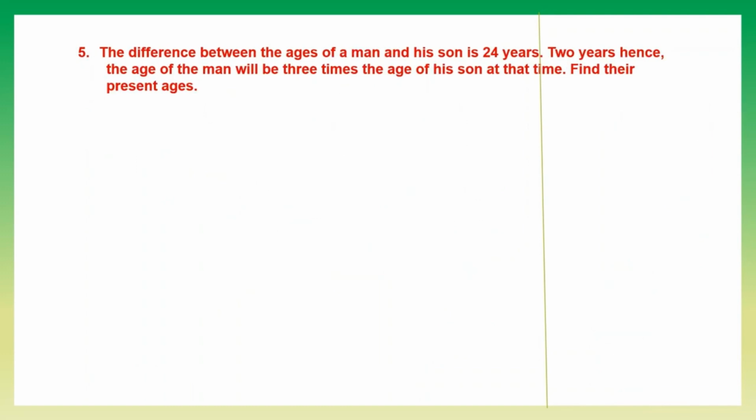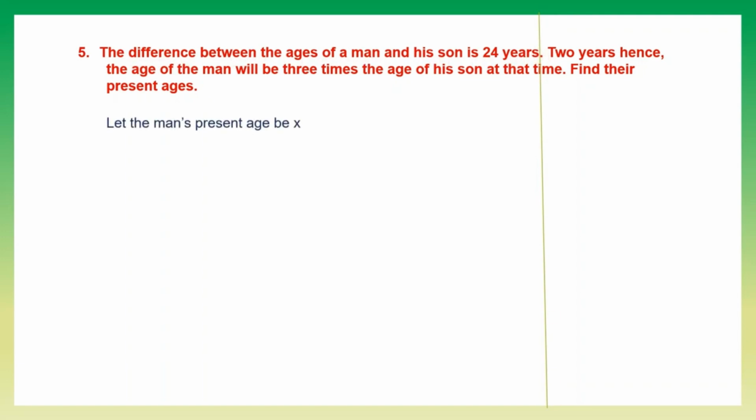Question 5. The difference between the ages of a man and his son is 24 years. 2 years hence, the age of the man will be 3 times the age of his son at that time. Find their present ages. So let's go slowly. The first part, the difference between the ages of a man and his son is 24 years. Let's take only the first part now.